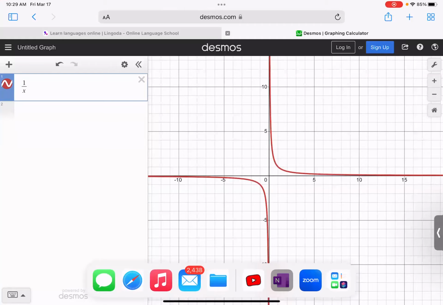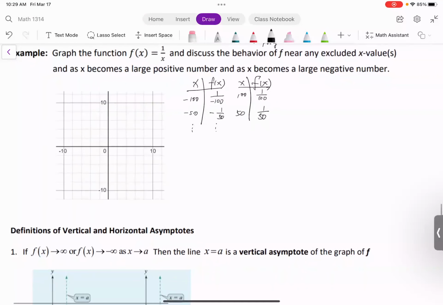All right, let's come back to the lecture notes. So we know how to graph 1 over x. It is a smooth curve. It's not very perfect.